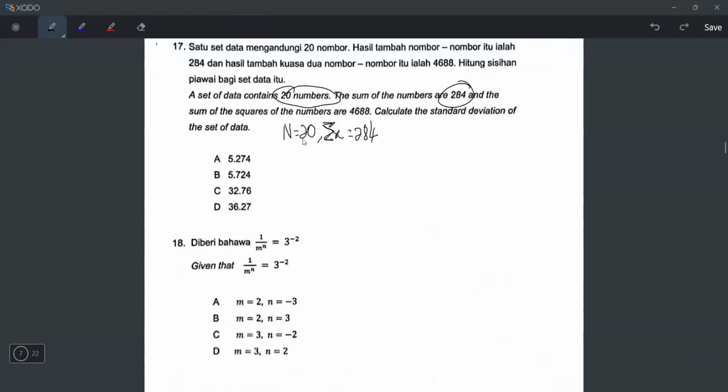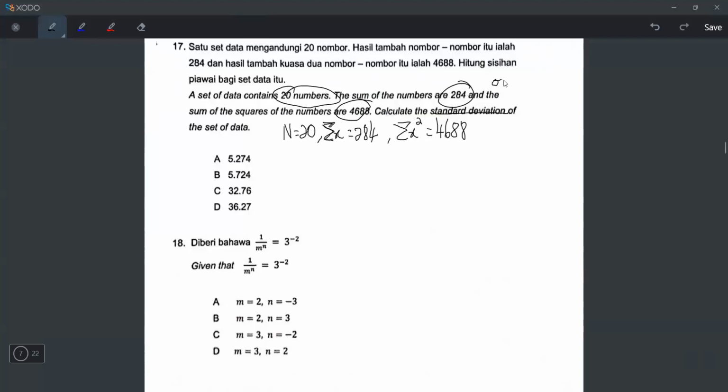So the sum of all the 20 numbers, all added together, is 284, and the sum of squares of numbers is 4688. So this is the sigma x squared symbol equals to 4688. Okay, it means this 4688 is all the 20 numbers, squared first, and then added together, and you get this. Now they say calculate the standard deviation. So you have to know the formula for standard deviation. If you don't know, you can't do it.